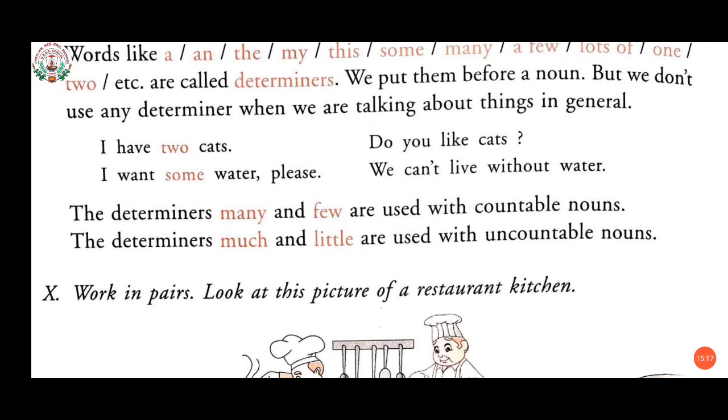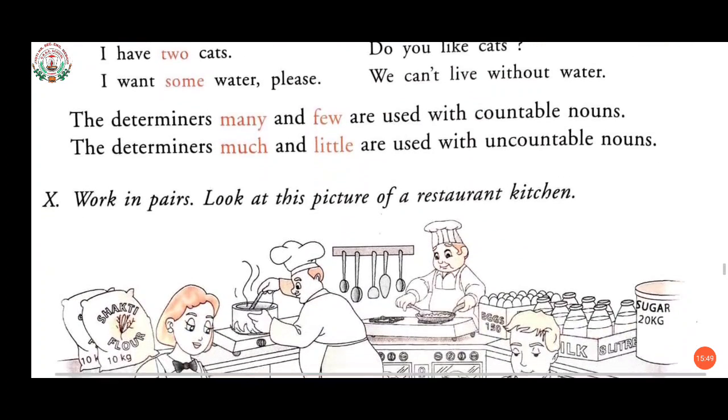Now what it is given, the next thing, the determiners. Many and few are used with countable nouns. Now the determiners, many and few, that is many and few are used with countable nouns. Now the determiners much and little are used with uncountable nouns. That is much and little we can use with uncountable nouns.